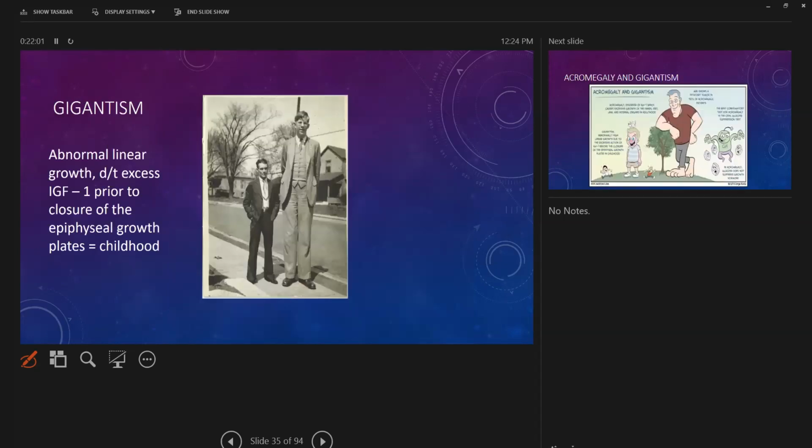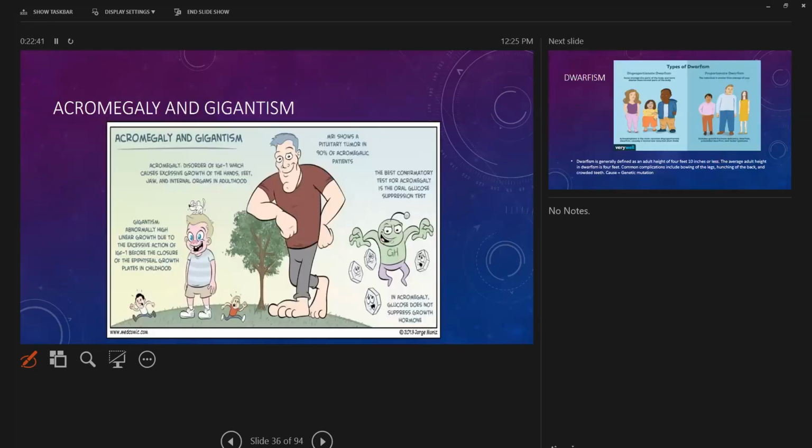So gigantism is abnormal linear growth due to excess IGF-1 prior to closure of the epiphyseal plates. So they're this giant that kind of looks like a younger giant, like a baby. But you can see the features. He looks young, even though he's huge, and I think his dad's like, oh my God, I cannot keep this kid in clothes. We say that for parents, but this dad really has a complaint. He even looks annoyed.